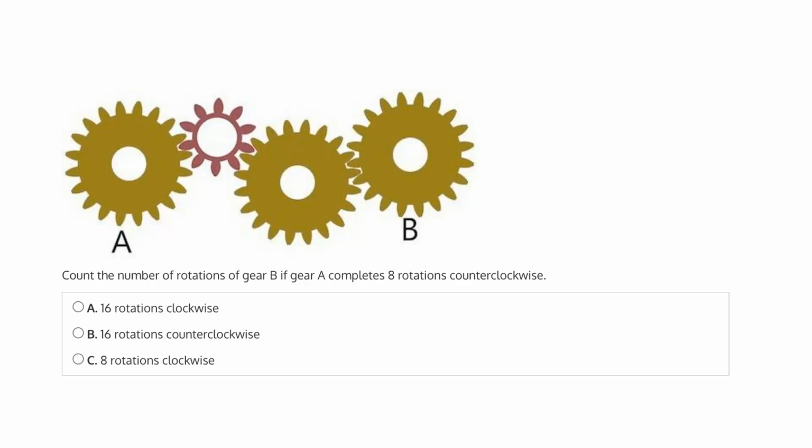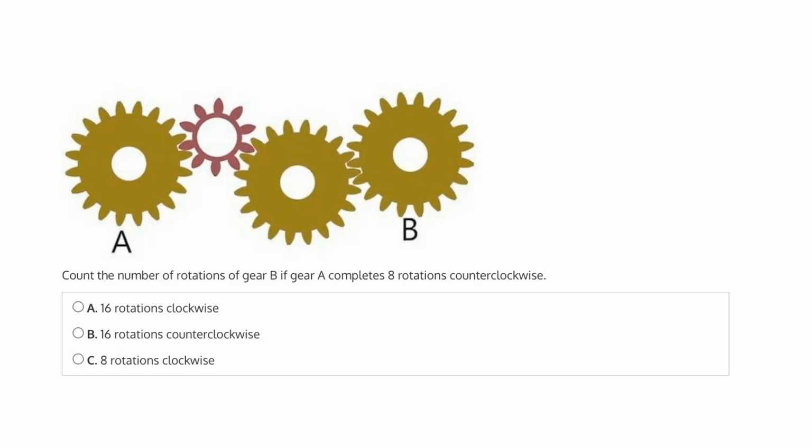This question says, count the number of rotations of gear B if gear A completes 8 rotations counterclockwise. Will it be A, 16 rotations clockwise, B, 16 rotations counterclockwise, or C, 8 rotations clockwise?